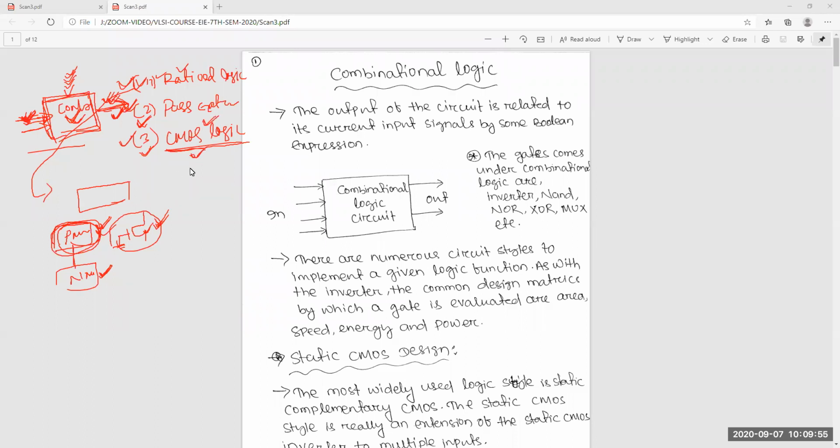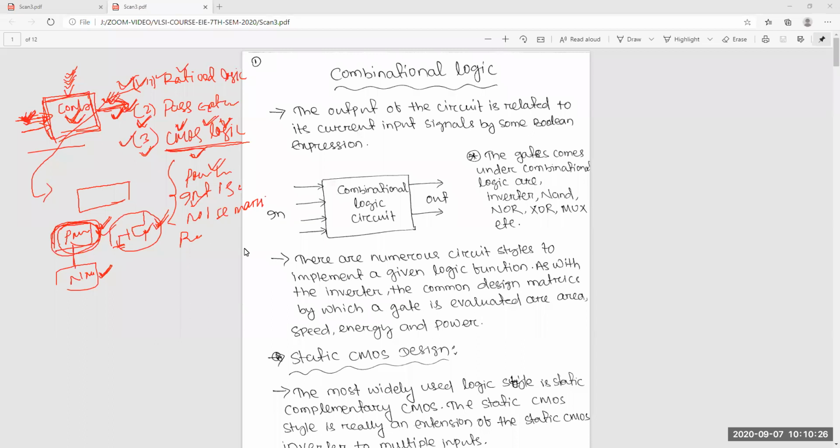All the advantages we have seen: power consumption is less, it is compact, the noise margin is good, and there is robustness. All these advantages we get from CMOS logic. So that's why for our combinational logic we will discuss the CMOS part here.